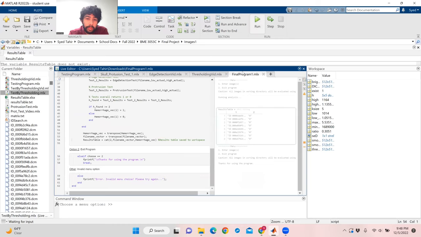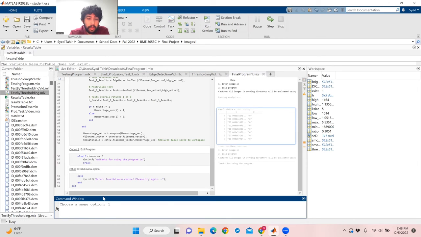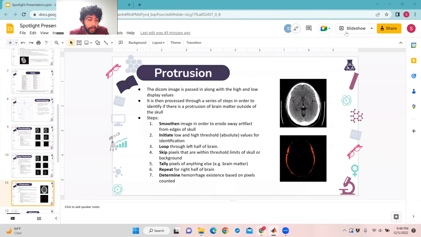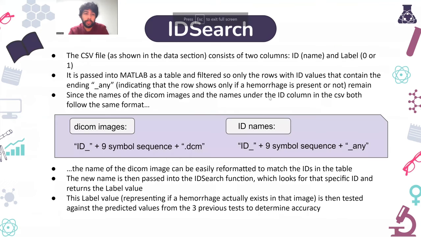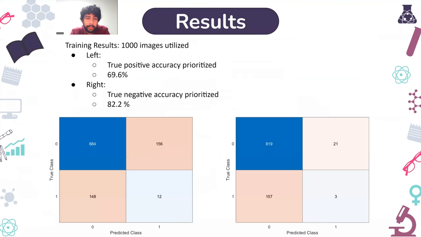So when I run this code and I input a 1, I produce a results table, which tells us for each image whether or not a hemorrhage exists. Again, our code only detects whether or not a hemorrhage exists based off of certain features of the image. This is the ID search function. It helped us look through the CSV file and helped us compile through the data and match it easier.